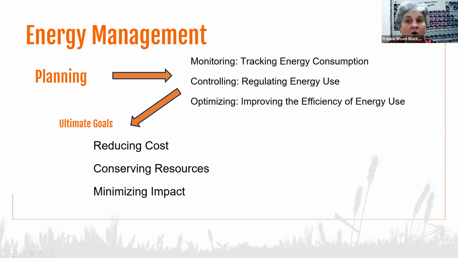So we want to control, so we want to regulate our energy usage. So that may be just policies. For example, you may want to say, hey, don't plug in those little heaters into the electric, because those are big consumers of energy. Maybe you want to have people shut down equipment overnight, or look at those peak demand hours. Maybe you don't want to turn all the equipment on at once. Maybe you want to stagger that equipment. And then eventually you're going to be optimizing.